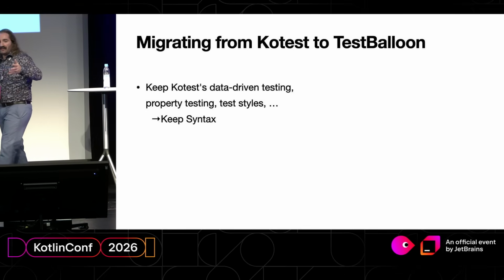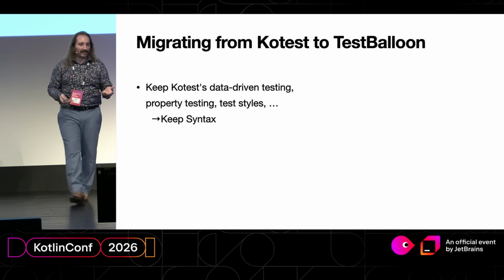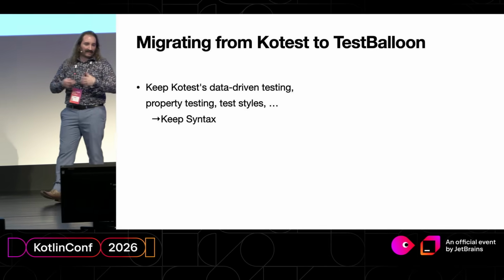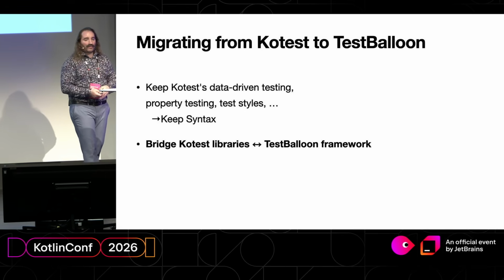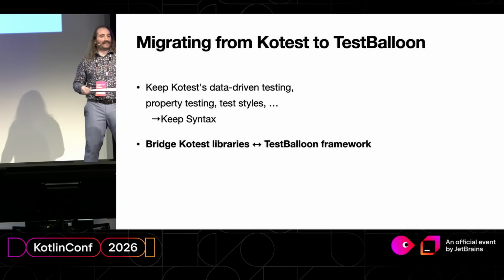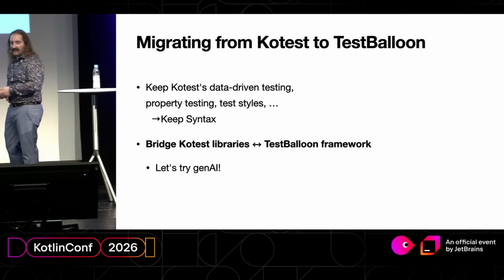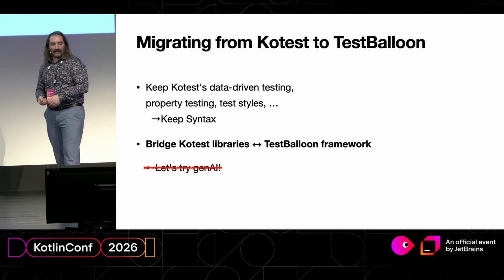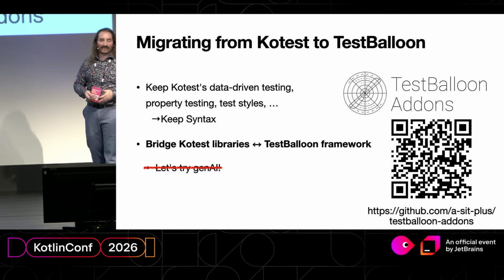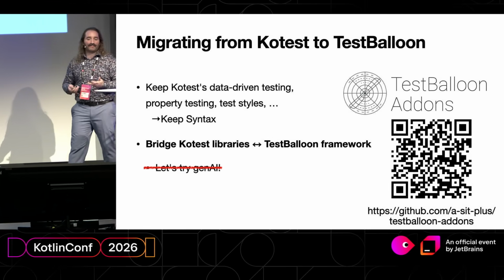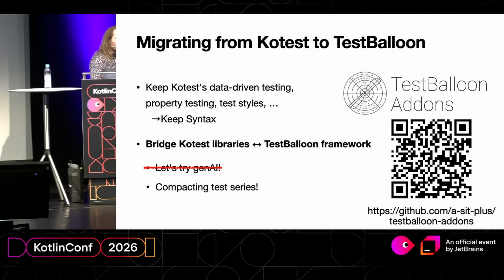We wanted to keep our syntax, so we did not want to change the source of our test suites, at least not by much. So the property testing, the data-driven testing, the test size, all that is really awesome, and we still want to benefit from that. So we need to bridge the Kotest libraries to the TestBalloon framework. We thought, well, let's try AI and have it do that. Didn't work out, and then you go overboard and you end up with writing your own collection of add-ons for TestBalloon because it has such great DSL capabilities so that you can do all the things from Kotest and then some.